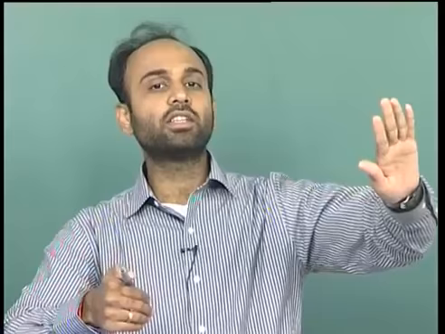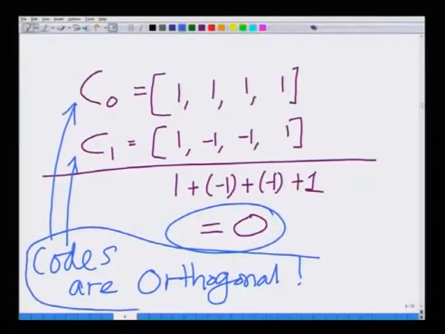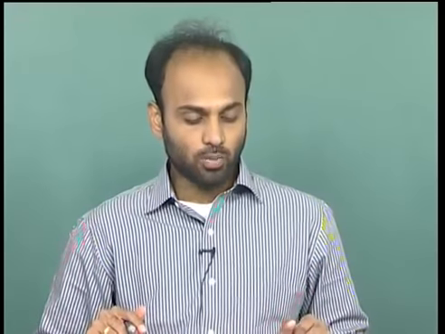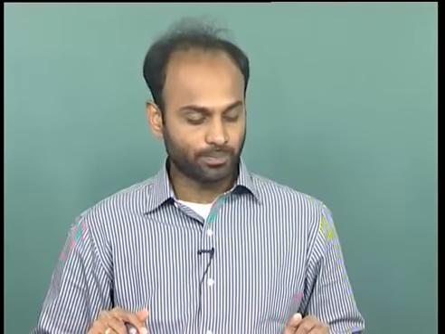Similarly, at user 1, when you are correlating with C1, that is orthogonal to C0, hence that interference corresponding to user 0 will become 0 and you are able to recover the symbol corresponding to user 1. Hence, this orthogonality of codes is key to CDMA, that is, we want to employ codes which are orthogonal to each other, so that we can recover the signals corresponding to each user.